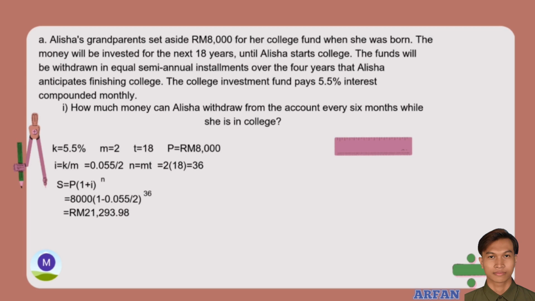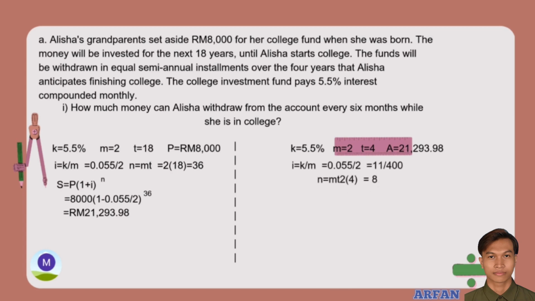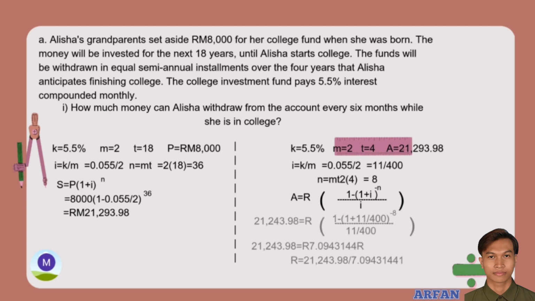is in college. First of all, we have to identify all the new data so we can find a new I and N. We use the formula A equal to R multiplied by (1 minus (1 plus I) power of negative N) over I. So we need to fill in all the data from the statement into the formula. So we can get R equal to RM2994.51.